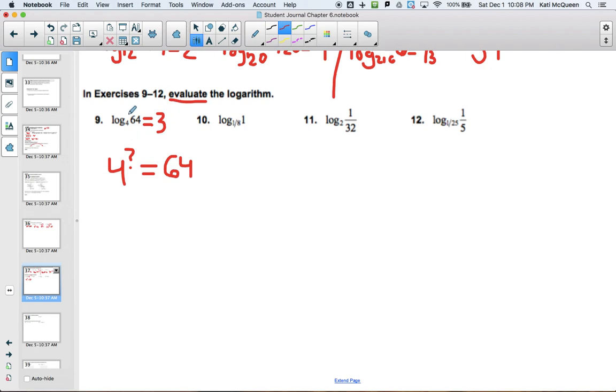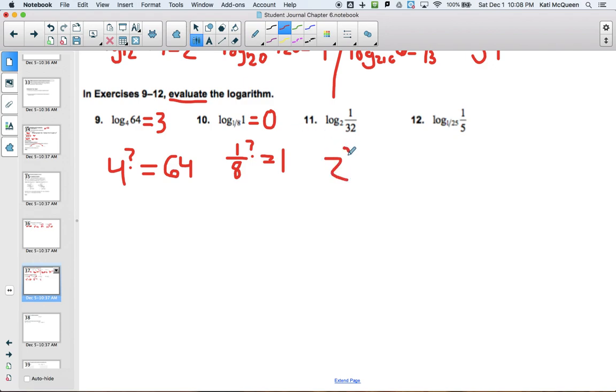So this is just asking you for the exponent that's needed to get your base to whatever you're taking the log of. Okay, the next one. So you do not have to rewrite it like this, but sometimes I do this, especially when we're first learning. So 1/8 to what power equals 1? So here I know that anything to the 0 power equals 1. So this must be 0. So it wouldn't have mattered what that base was. If there's a 1 here, it's got to be 0.